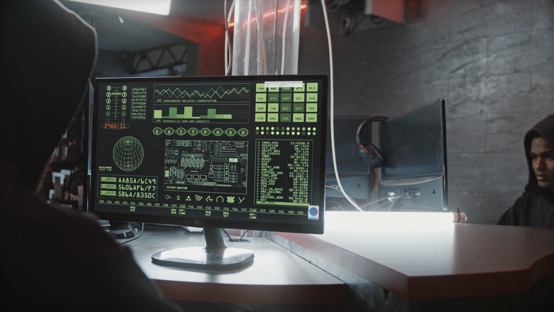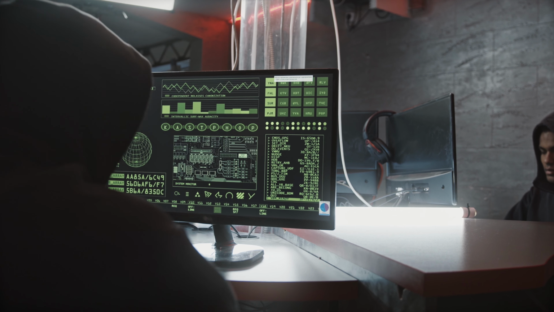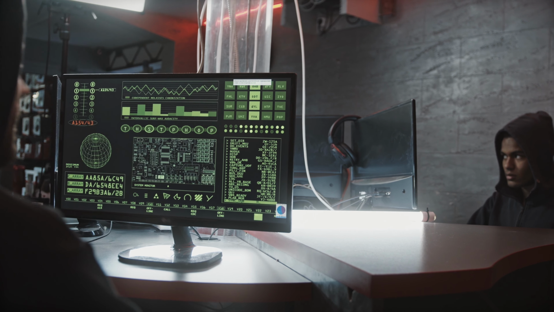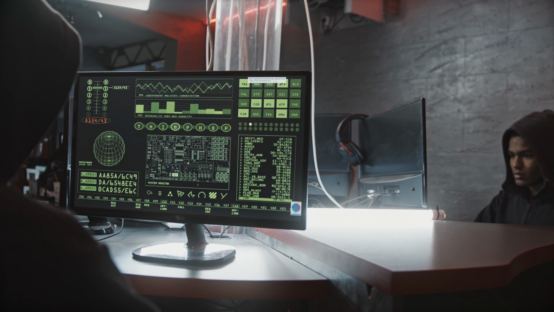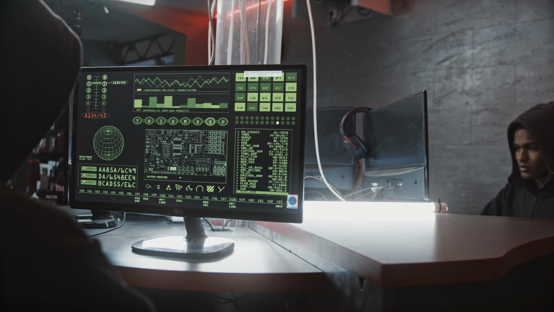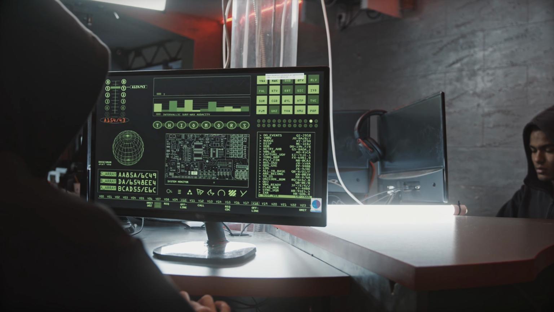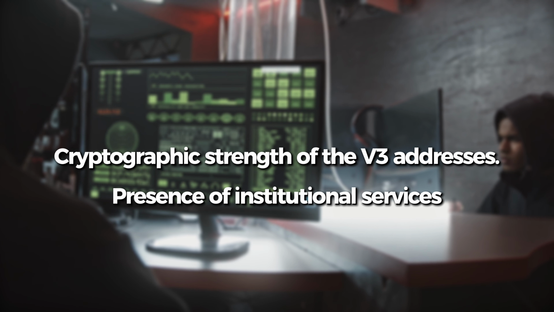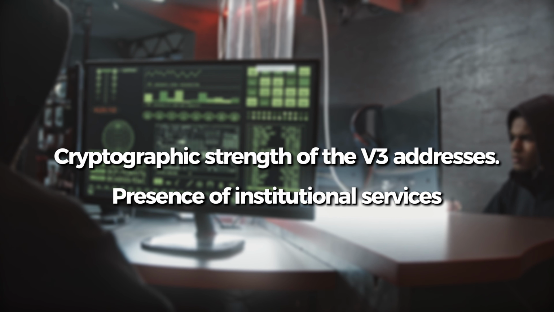So, when we look at the dark web for educational purposes, we are not exploring a sensationalised landscape of crime. We are conducting a technical analysis of a high-security, anonymity-focused communication system by focusing exclusively on the elegant mechanics of onion routing, the deep cryptographic strength of the v3 addresses, and the verified presence of institutional services. We demystify this powerful technology.